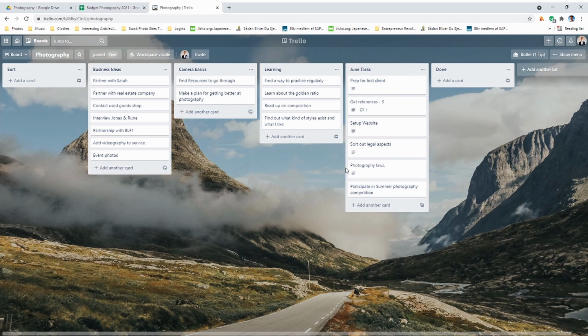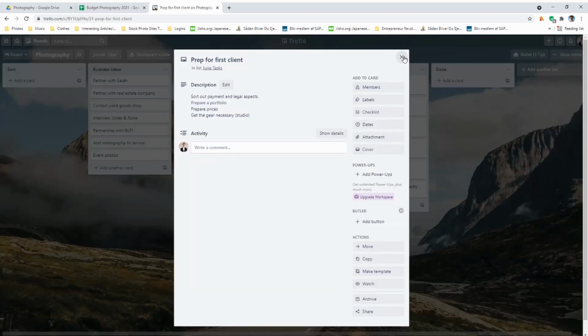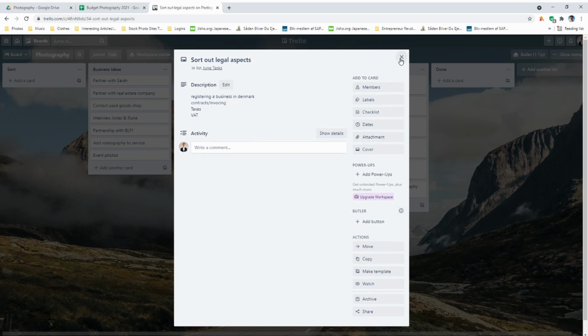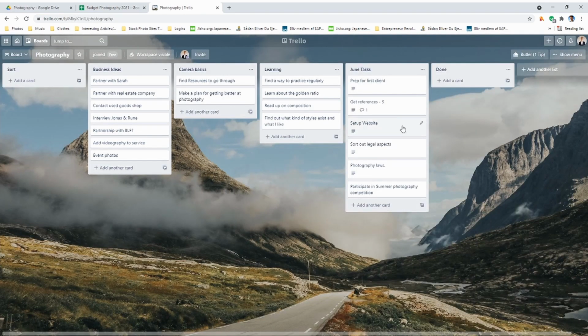You don't really need to be part of the nitty-gritty, but some of the things like what do we need to prep, I think you're going to get included on. Some of the legal aspects and photography laws I'm going to clue you in on as well. So I think this is going to be really interesting, and I want to thank you guys for watching.